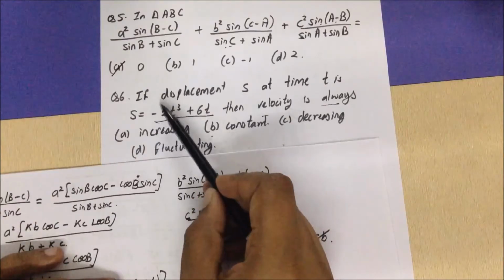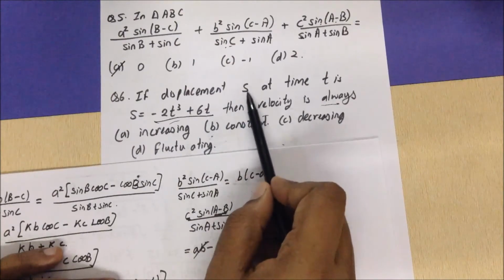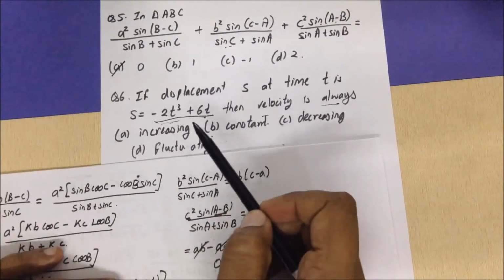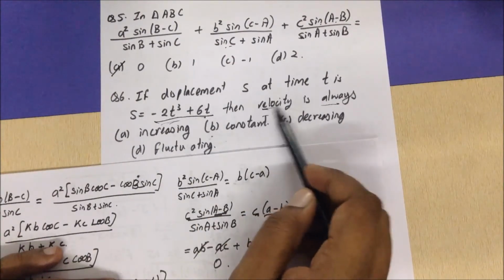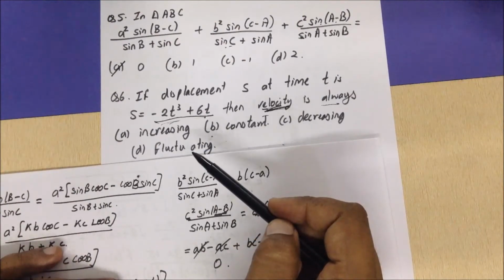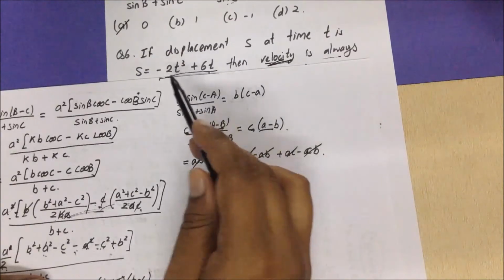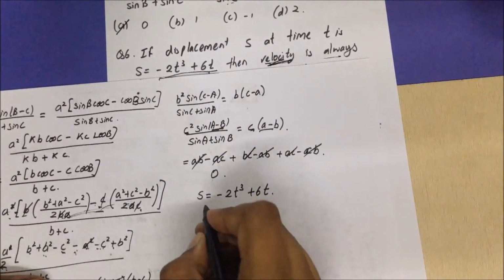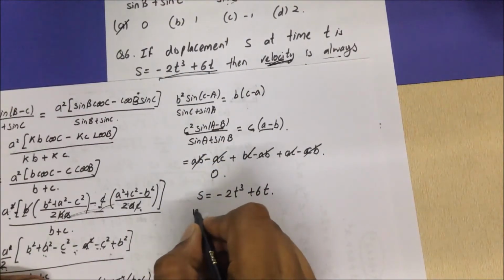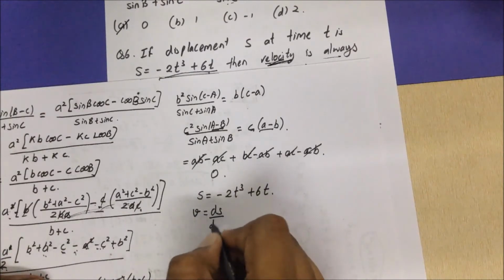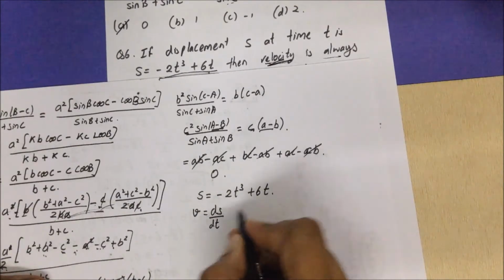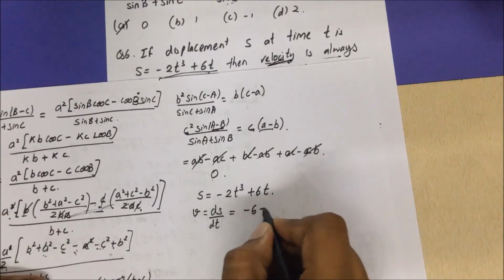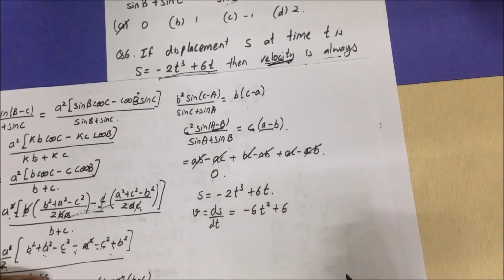So in the next one, we have been given that the displacement S at time t is given by this particular equation, and we have to find what is going to be the condition for my velocity. So what you have to do is consider this particular displacement function which is given to you. From that you can find your velocity by the derivative of your displacement with respect to time. So that's going to be minus 6t square plus 6.